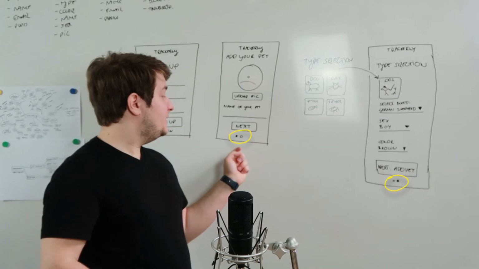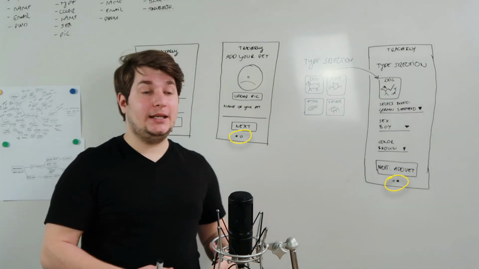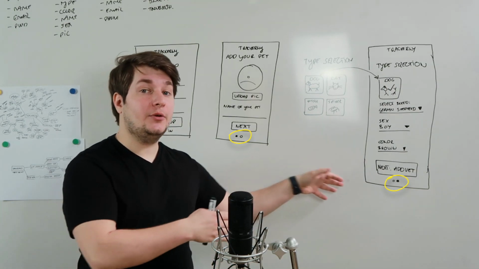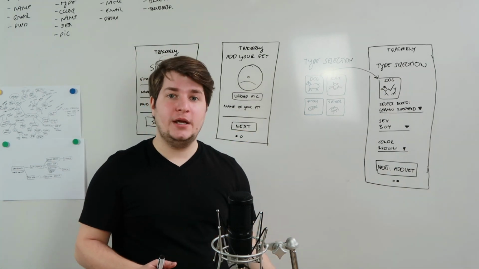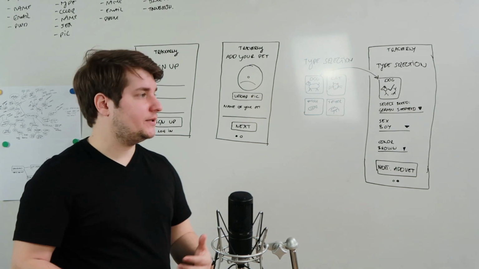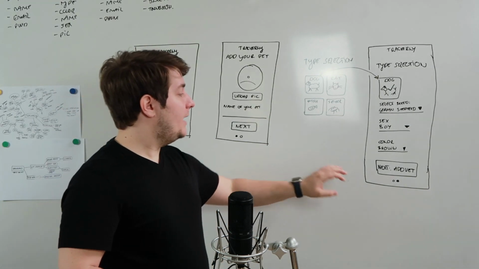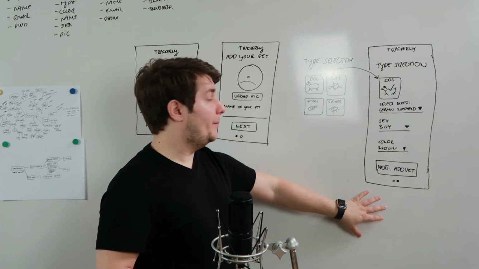I added these two small circles to indicate that there's going to be another page that you have to fill in with information before you can complete the process, and then I can keep everything on one page.